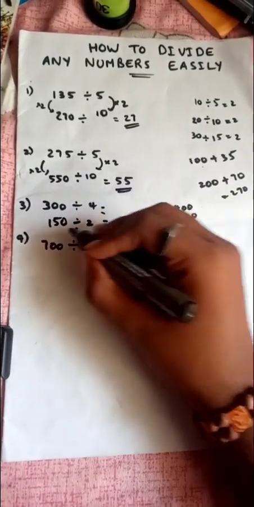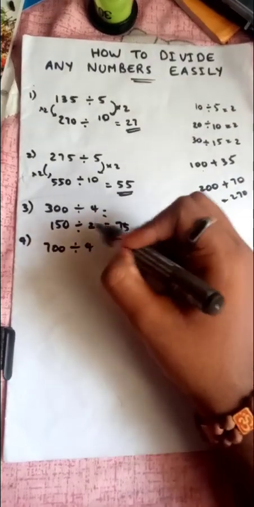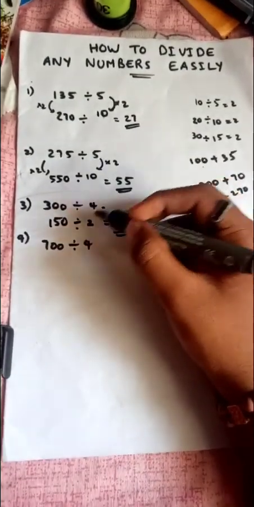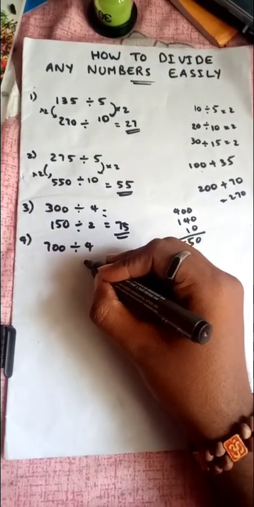So what would be the half of 150? 75. You easily got the answer of this question, 300 divided by 4. Likewise, we can also look at this question. The half of this number would be 2.